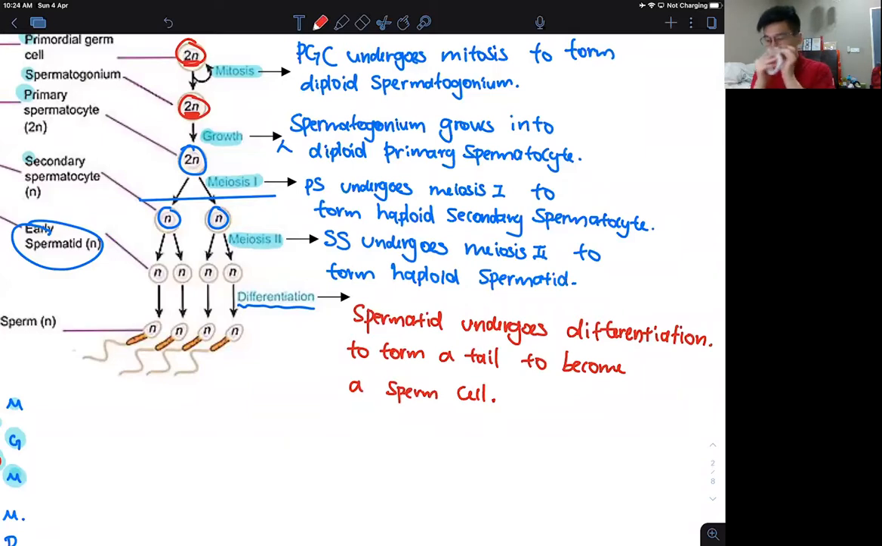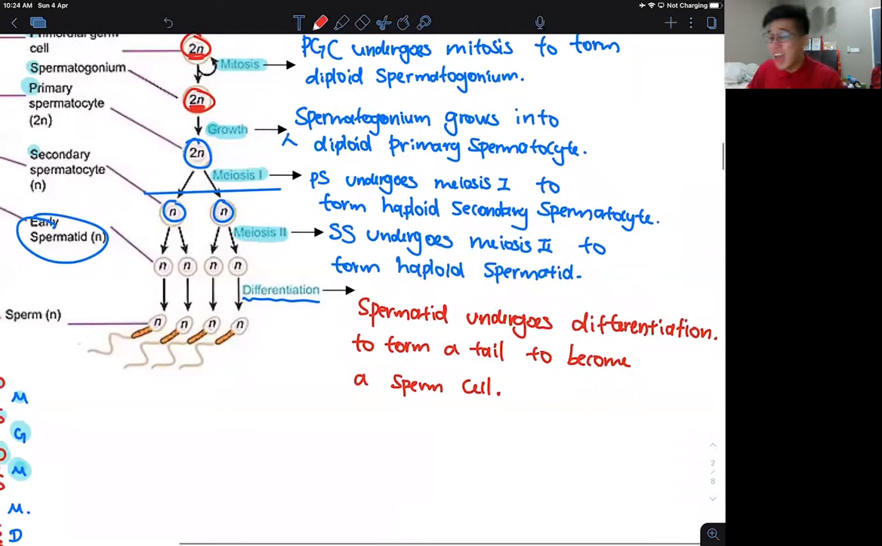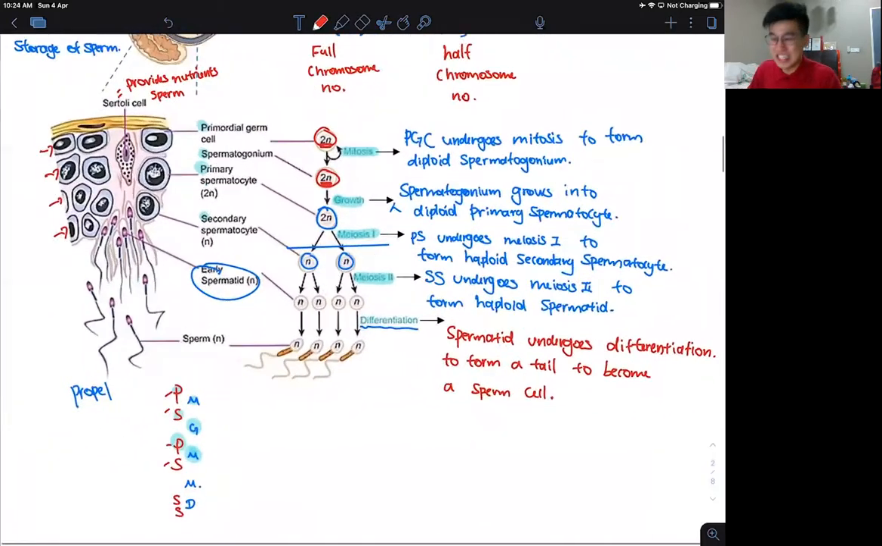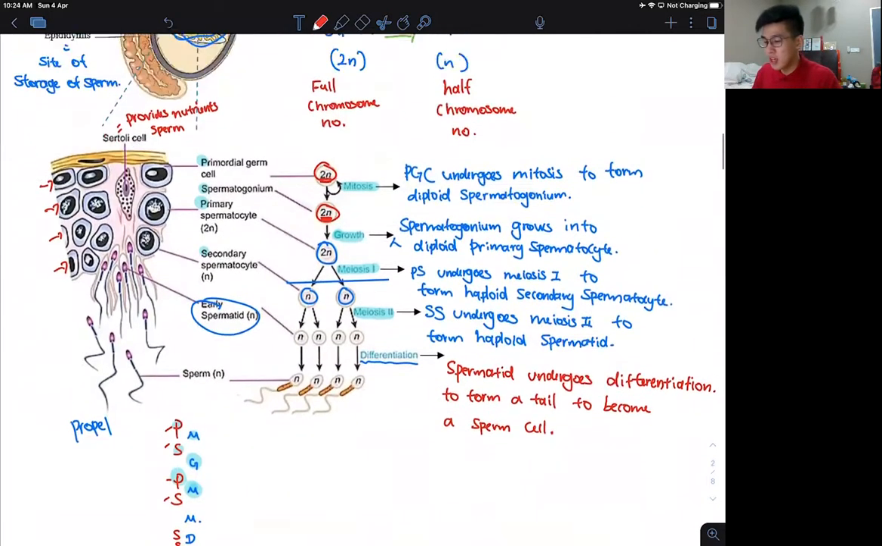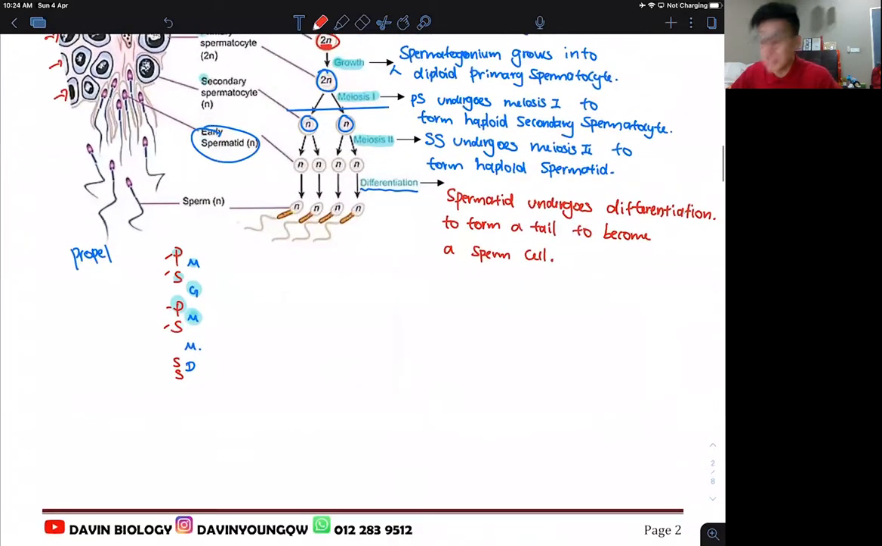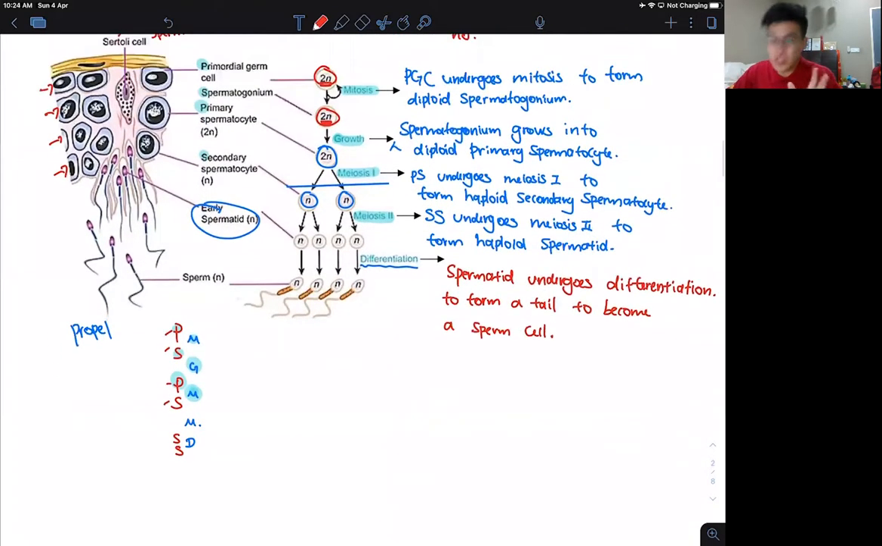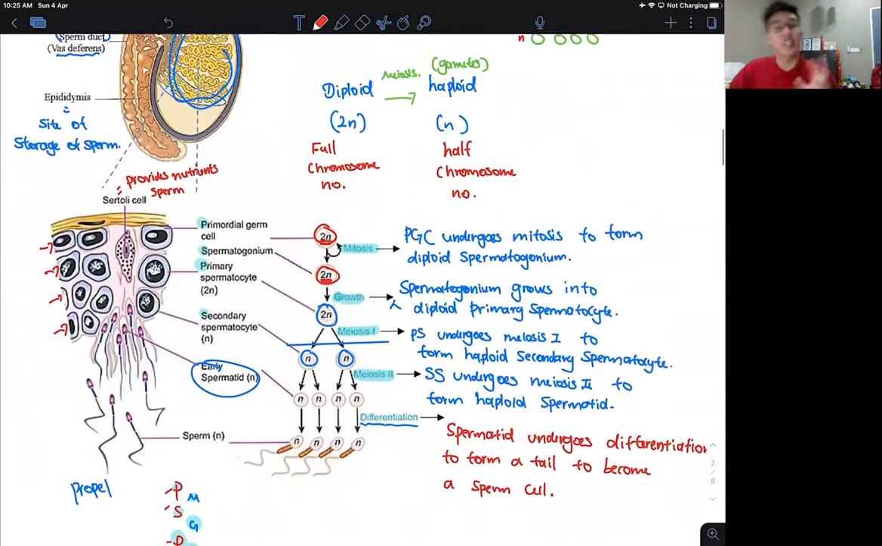So basically this process occurs every single day in guys' testes. Up to 100,000 sperm are produced every single day. Understand? Not 100 million, 100,000. 100 million would be a bit too many already. So yep, that is spermatogenesis. Actually very simple, very straightforward.